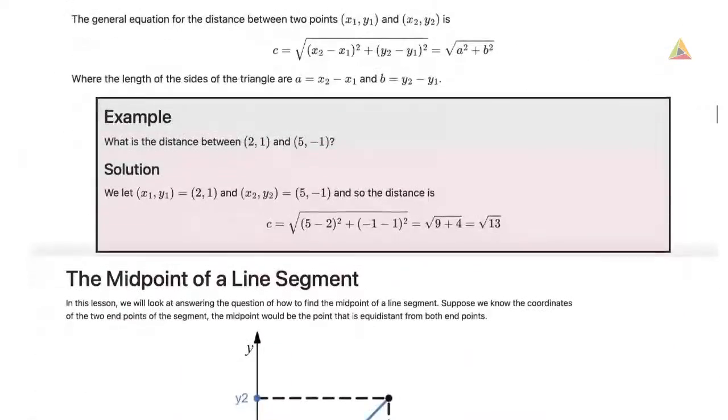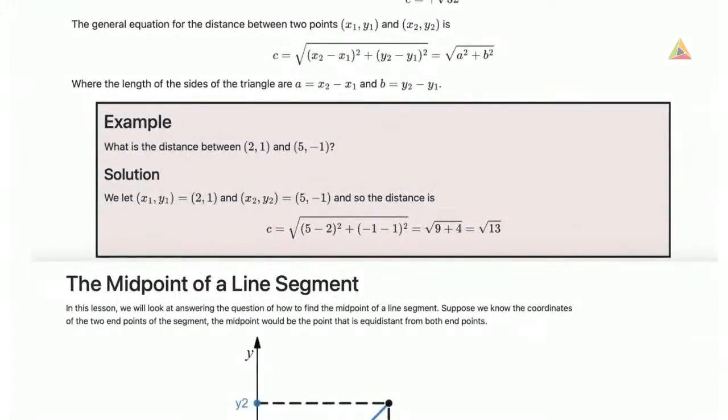Now this leads us on to the next equation, which is given to you in your log tables. So the general equation for the distance between 2 points is this formula here. It's the square root of x2 minus x1 squared plus y2 minus y1 squared.